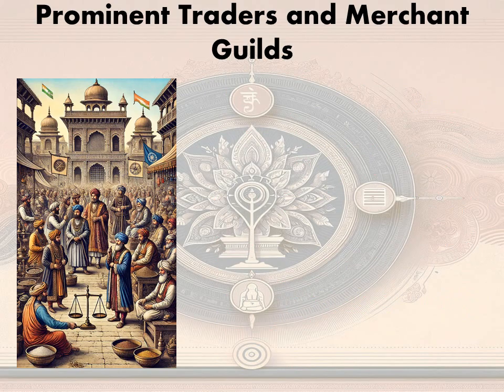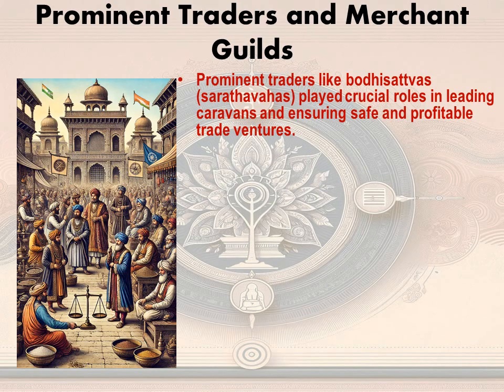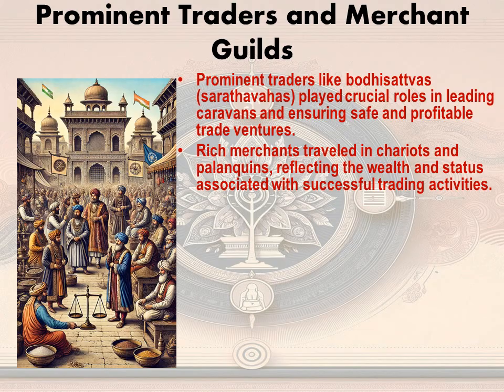Prominent traders and merchant guilds. Until now, we have known about what kind of commodities were there for trade, what kind of routes were followed for trade. Now, who were the prominent traders and merchant guilds? Prominent traders like bodhisattvas played crucial roles in leading caravans and ensuring safe and profitable trade ventures. So, traders like bodhisattvas played a very important role in guiding the caravans in a very secured manner, and thus there were safe and profitable trade ventures.